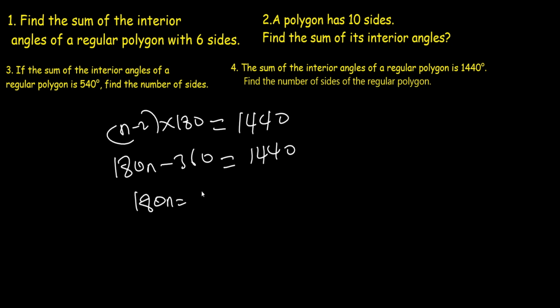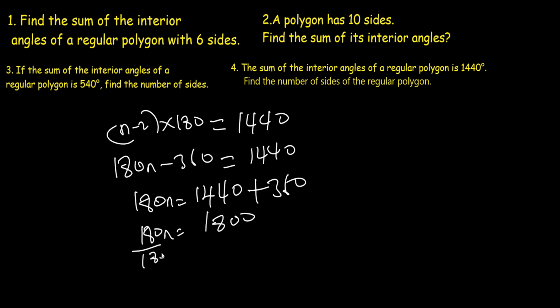180n is equal to 1440 plus 360, which is going to give us 1800. We divide both sides by 180 and it's going to give us 10. So therefore the number of sides is 10.